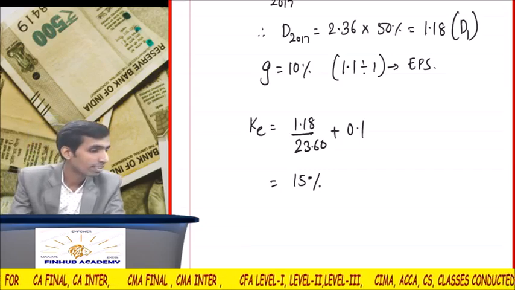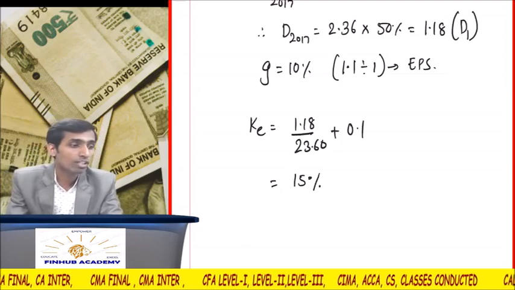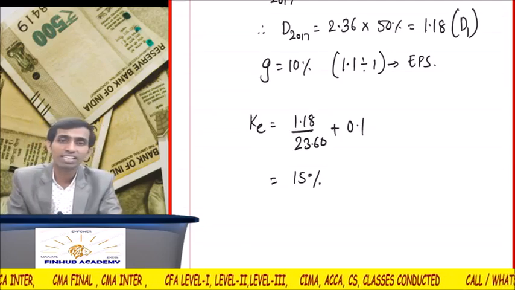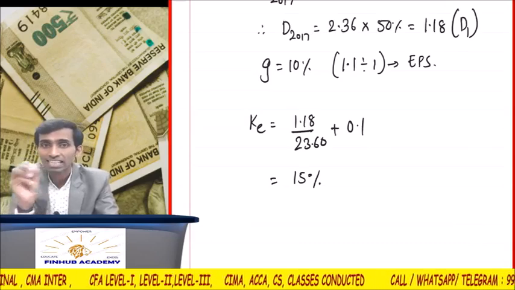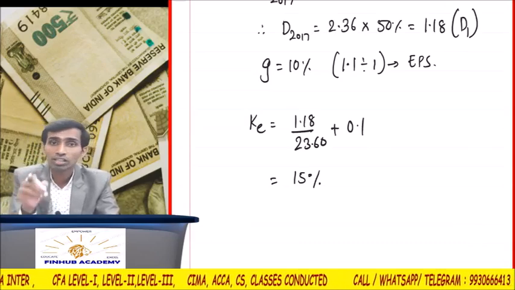What are they saying? Calculation of marginal cost when no new shares are issued. See, they are using that word. When no new shares are issued means existing WACC. Underline that. Underline and write WACC. Alternatively, it is being used.